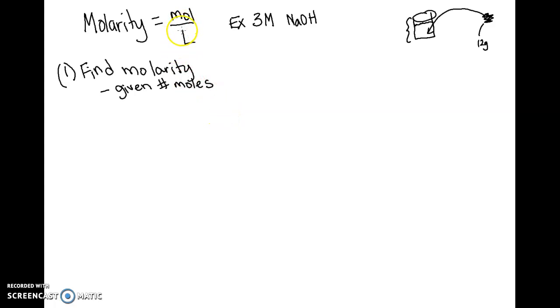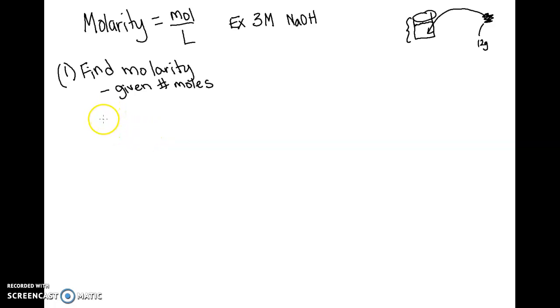Now you do have to make sure the volume is in liters, because by definition, so you might have to do a conversion, but these ones are going to be your most straightforward. You're given the number of moles, you have to be given a volume, you might have to convert it to liters, and you do the math.